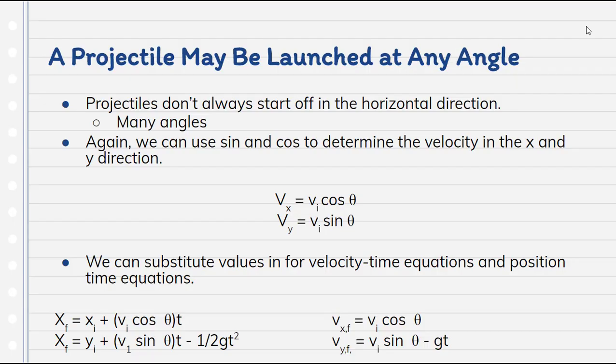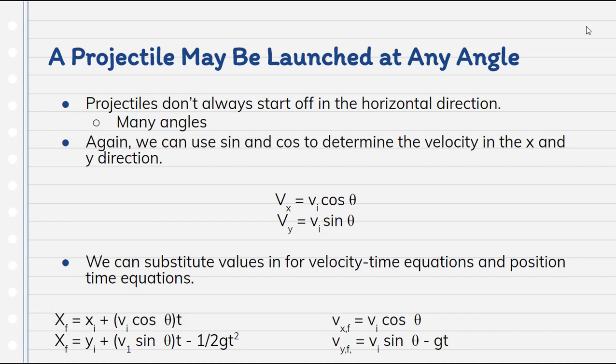One last thing to keep in mind is that projectiles don't always necessarily start off in the horizontal direction. We can actually get quite a few different angles as a result. Again, we can use sine and cosine to determine the velocity in the X and Y direction if we're given velocity at a particular angle. So in this instance, we can get the velocity along the X axis if we take the initial velocity multiplied by the cosine of the angle, and the velocity in the y direction if we take the initial velocity times the sine of the angle.